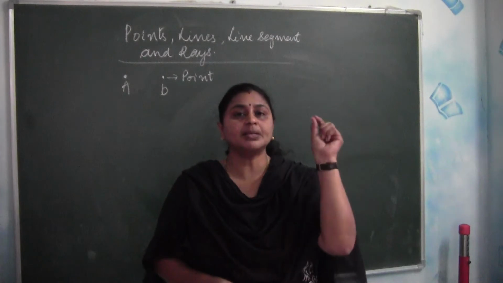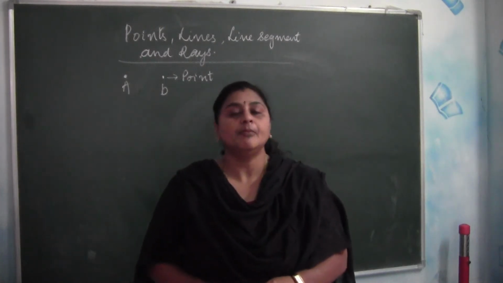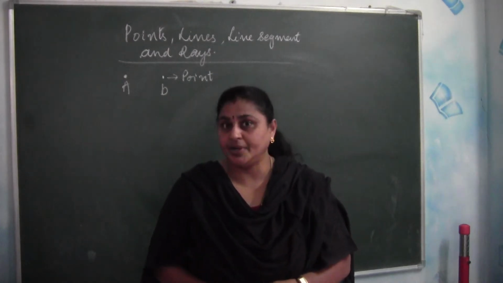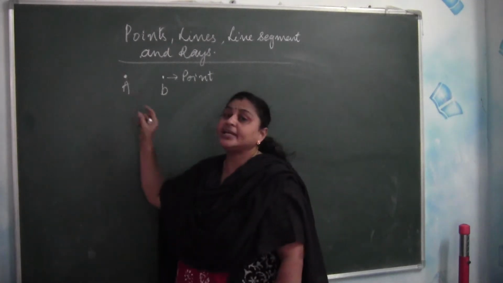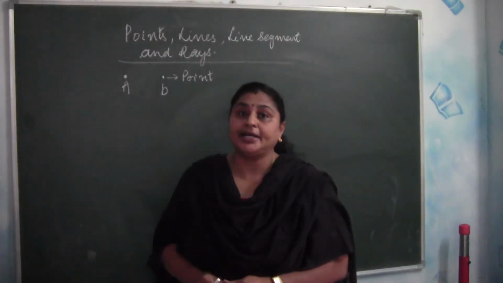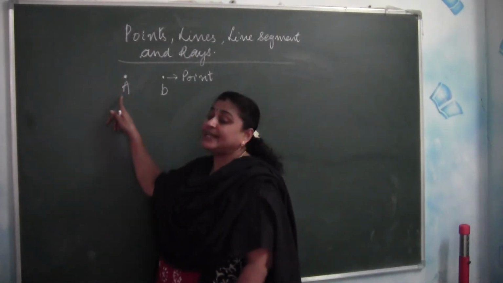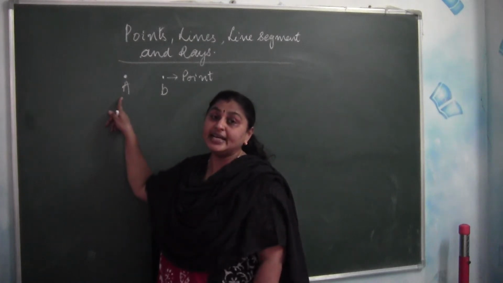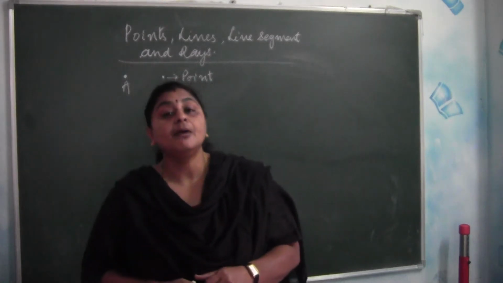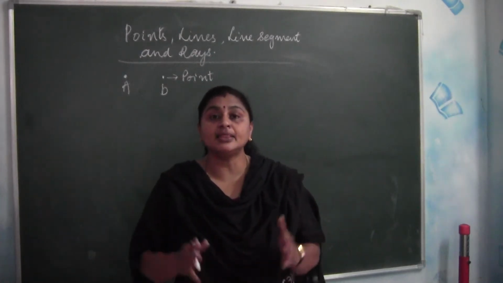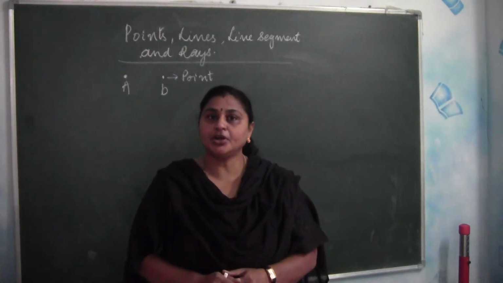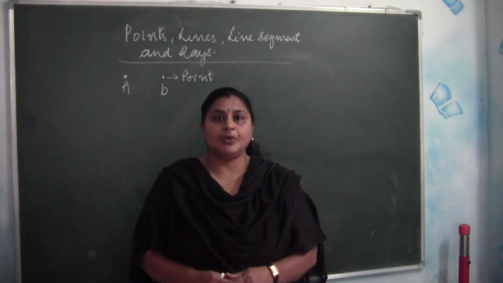Got it children? A simple dot is called a point and it is the basic unit of geometry, and we use uppercase alphabets or lowercase alphabets to name the point. So we read it as point A. How do we read it? Point A. And a point cannot be measured. It has no length, no breadth and no height. Got it children? That is about your point.